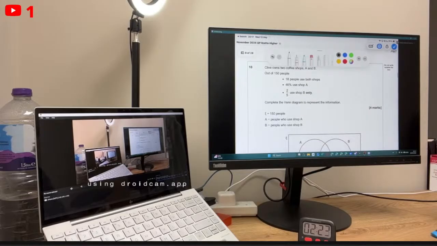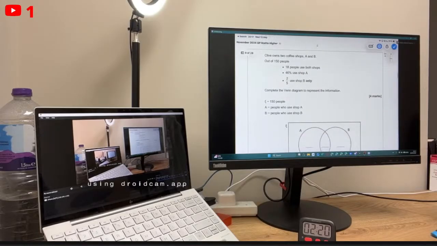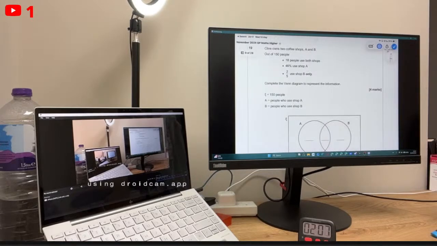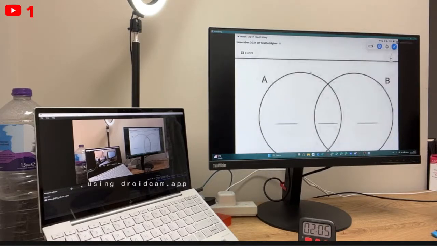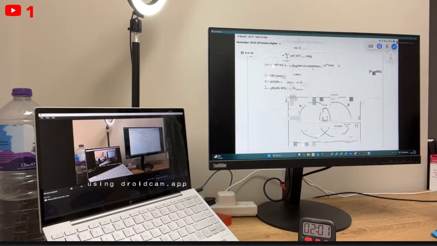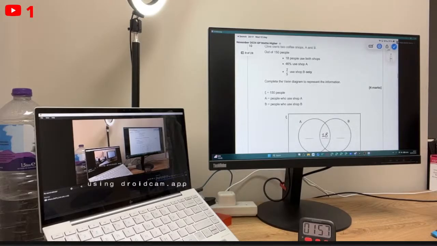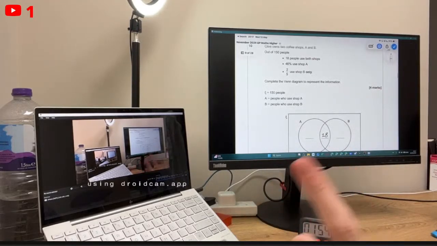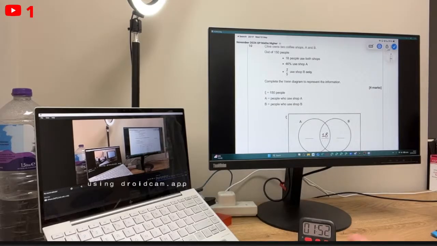Clive owns 2 coffee shops, A and B. 18 people use both. 46% use shop A, and 2/5 of people use shop B only. Oh, by the way, out of 150 people, that's key facts. Complete the Venn diagram. Okay, 18 for both, so it goes in the middle. 40% of people use shop A, but it doesn't say if they also use shop B as well, so we've got to keep that in mind. Shop B, sorry. And then 2/5 only use shop B, so key information.